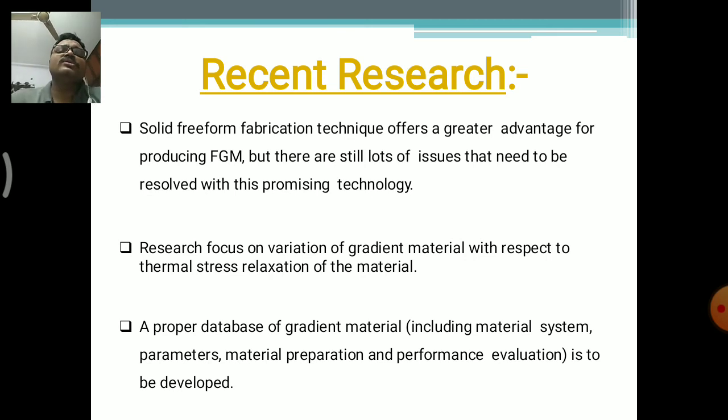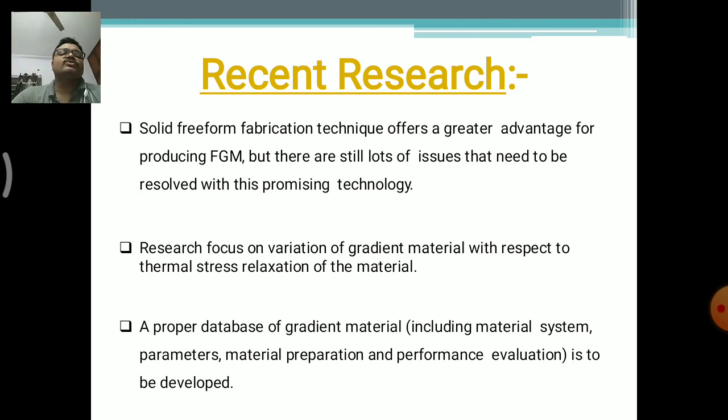Next one is the recent research in FGMs. Considering the recent research in the R&D department, research and development, solid freeform fabrication techniques offer a great advantage for the production of FGM. We have different types of methods for thin FGM and bulk FGM, such as solid freeform, centrifugal casting, spraying, but solid freeform fabrication techniques are highly used in recent FGMs to produce greater advantage, that is good advantage and good efficiency.